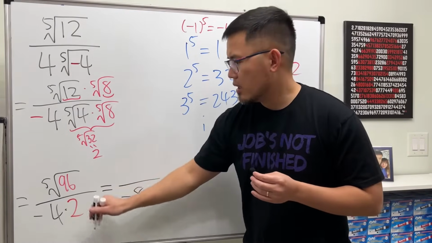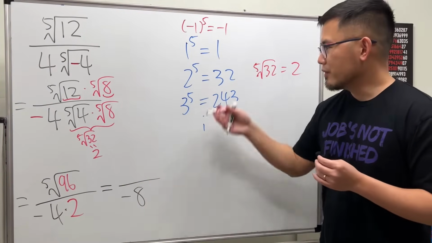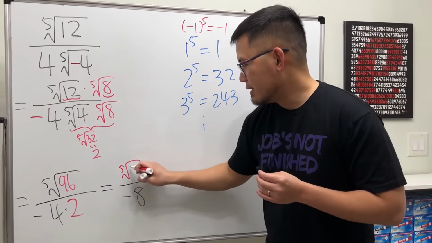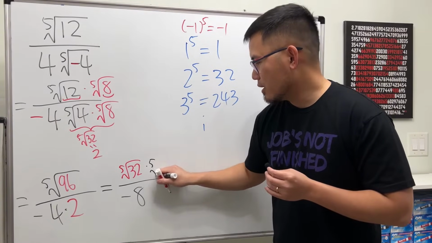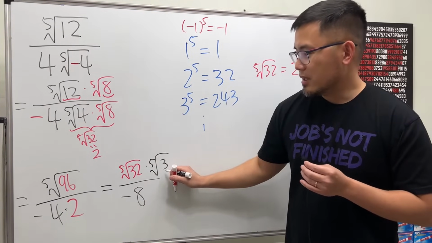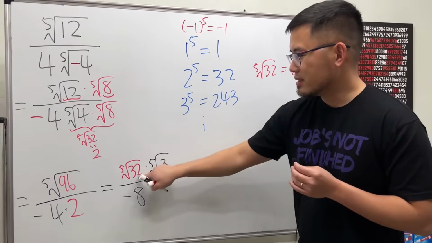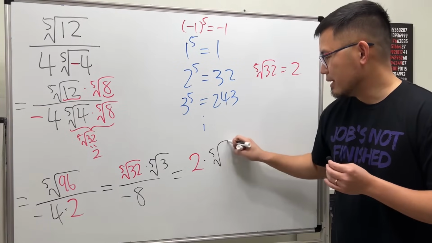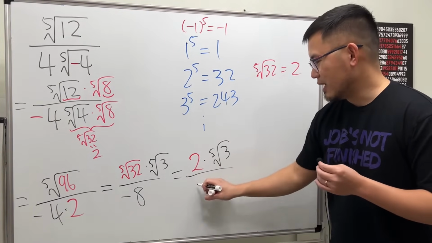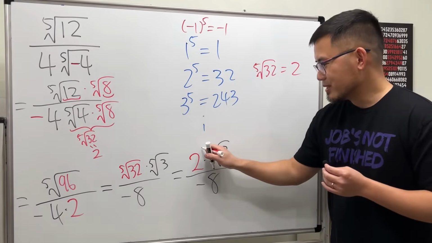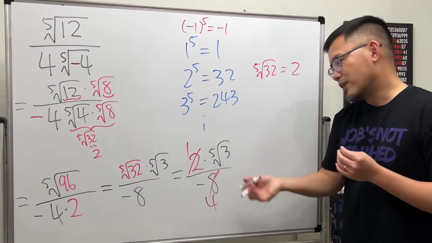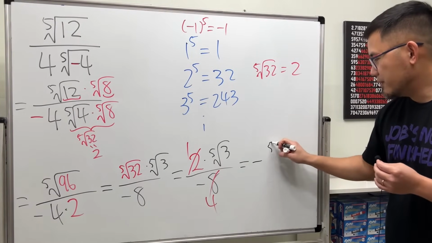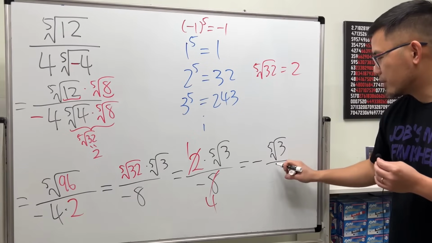But on the top right here, can we break down 96? And one of the numbers shall be this. Yes. I'm going to break this down: 5th root of 32 times the 5th root of 3. Because 32 times 3 is 96. And the reason I did that is because this is a nice number too. So we have regular 2, and then times the 5th root of 3 over negative 8. And let's just reduce this. 2 goes into 2 one time, 2 goes into 8 4 times. So finally, after all that, we get a negative, so let's put a negative here. And then we have the 5th root of 3, and then over 4.